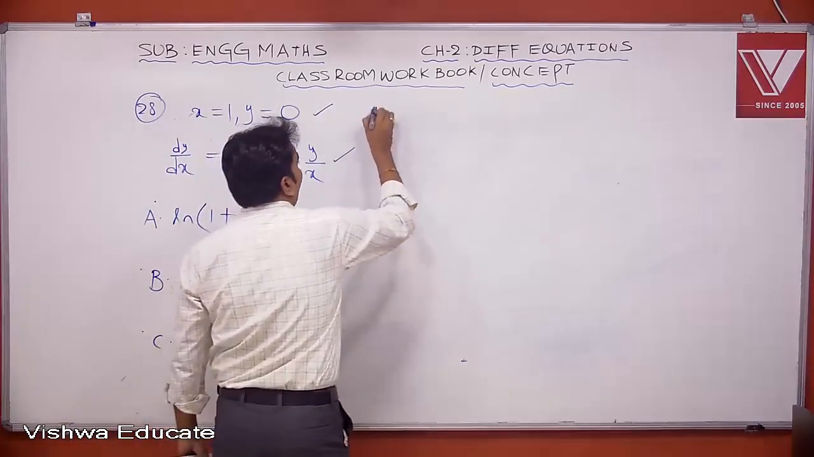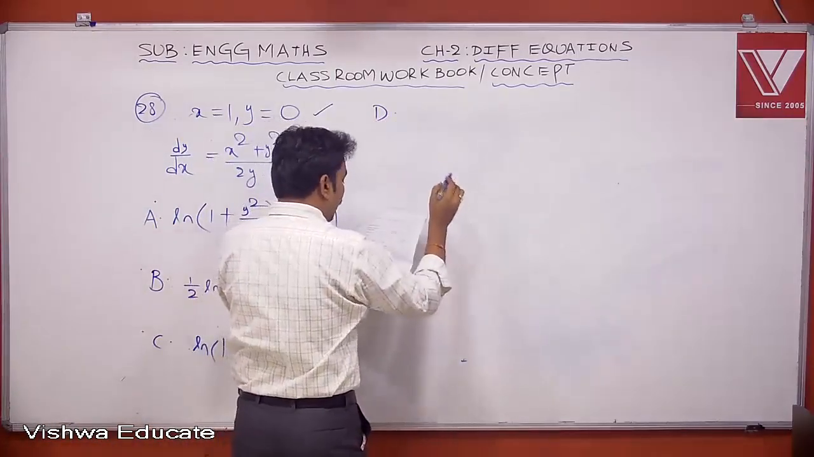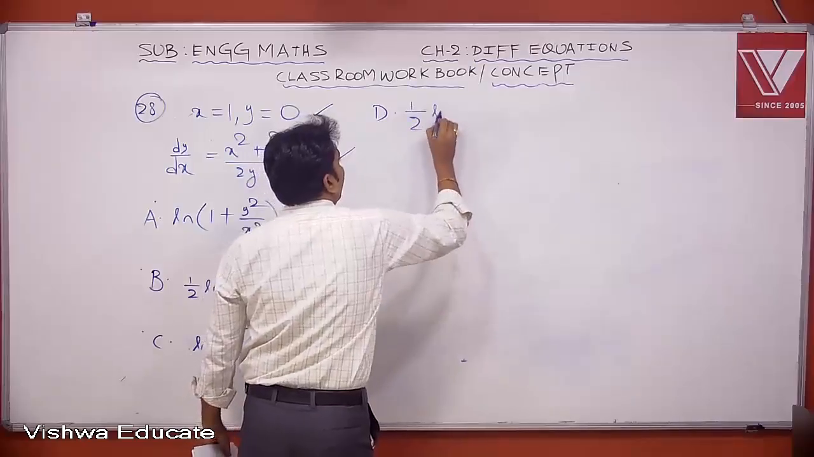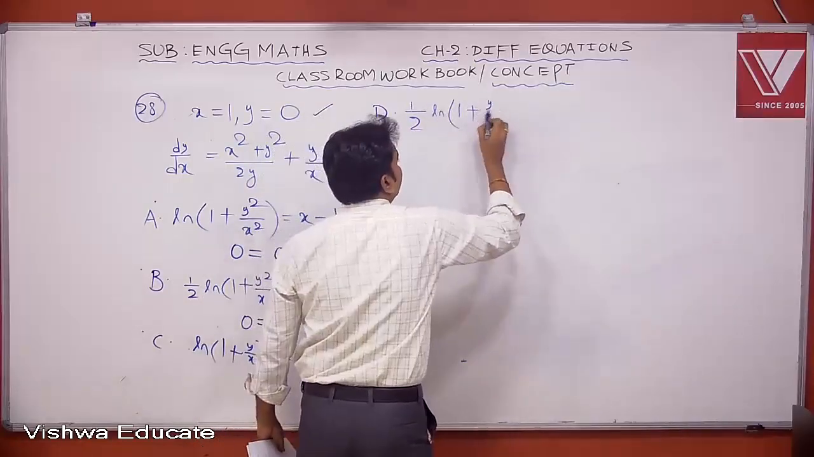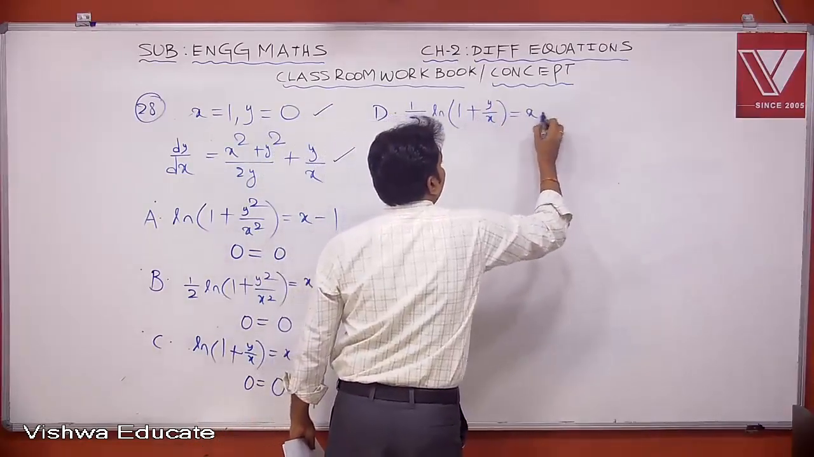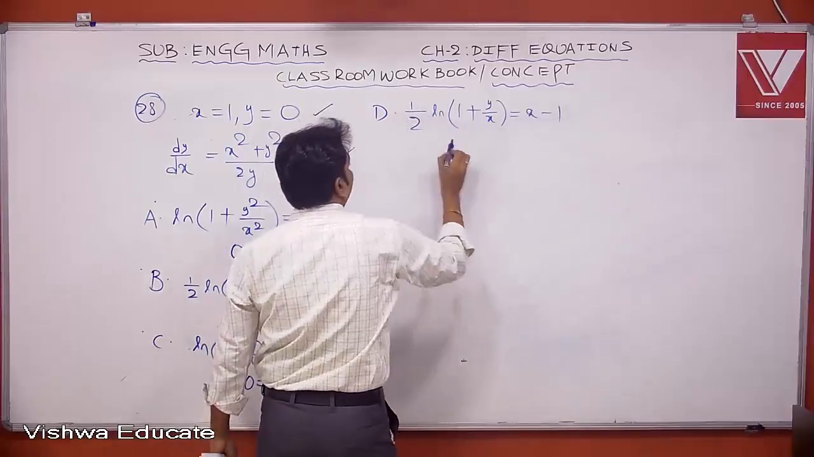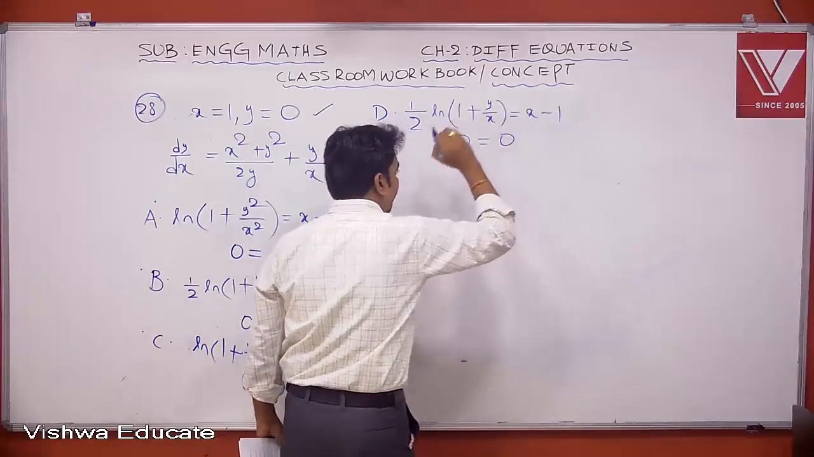The same case with option D also. So what is option D? Half into ln of 1 plus y by x equal to x minus 1. Here also when you supply this boundary condition, we get 0 equal to 0.